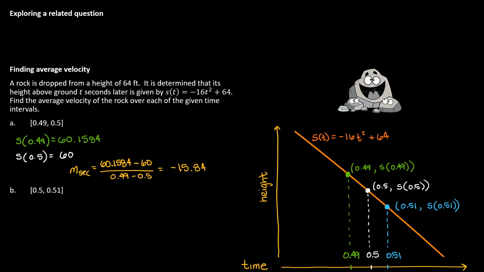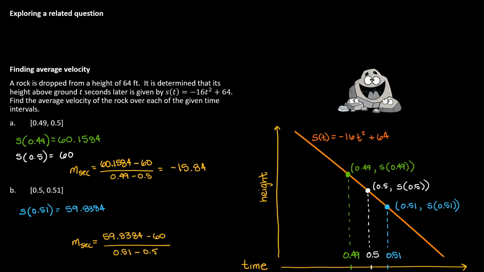I already know my function output at 0.5, so I just need to find my function output at 0.51. Then I'll calculate the difference in my outputs divided by the length of my interval. Notice here that I'm not necessarily preserving the order of the formula. All that matters is that we're pairing up the points consistently. So here I'm looking at my function output at 0.51 seconds minus my function output at 0.5, and in the denominator I do 0.51 minus 0.5, so we're keeping them in sync.